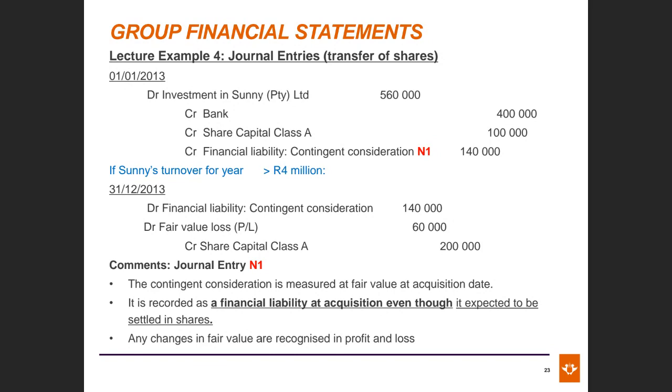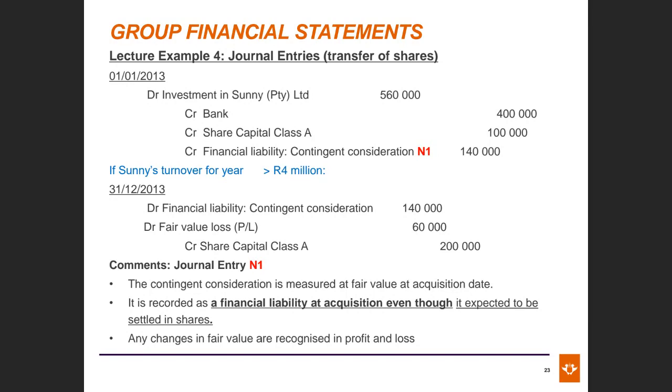So this is then going to be recorded initially as a financial liability because the number of shares is not fixed. It's basically variable in this situation. We know there's going to be an issue of shares, but we don't know how much. So that is contingent consideration in a nutshell.